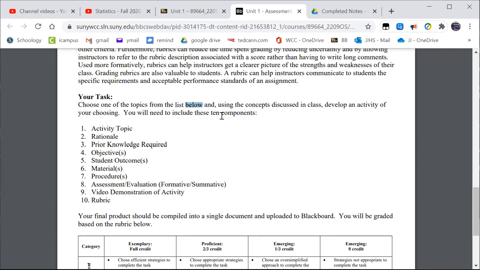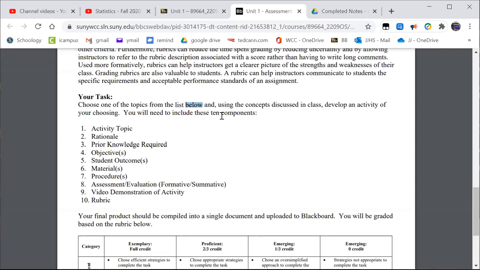Procedures, how does the activity work? Assessment and evaluation, formative or summative. So how are you going to know that they learned what they're supposed to learn, right? And if you're grading them, what are the criteria for the grade? Is it formative or summative? A summative could be, you just learned how to add single digit numbers. The summative activity is the demonstration of the ability to add single digit numbers, right? So in some capacity, you need a way to evaluate that.